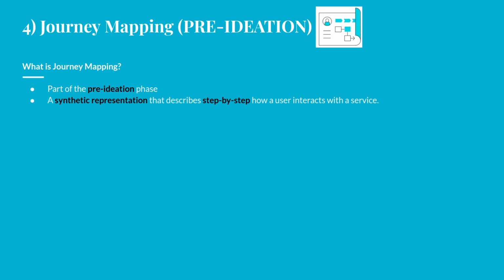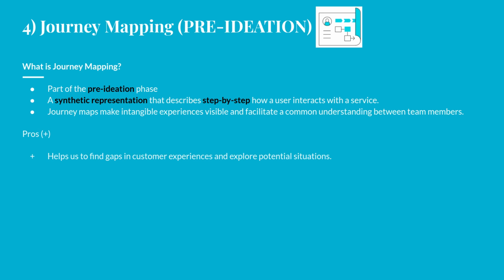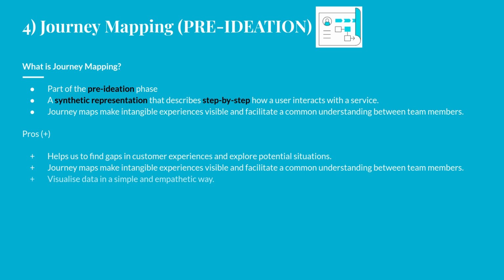Journey mapping is part of the pre-ideation phase. This is a visualization of the process that a person goes through in order to accomplish a goal. In more technical terms, it's a synthetic representation that describes a step-by-step of how a user interacts with a service. One of the pros is that it helps us to find gaps in customer experiences and to explore potential situations. Another pro is that journey maps help to make intangible experiences visible and to facilitate a common understanding between team members.